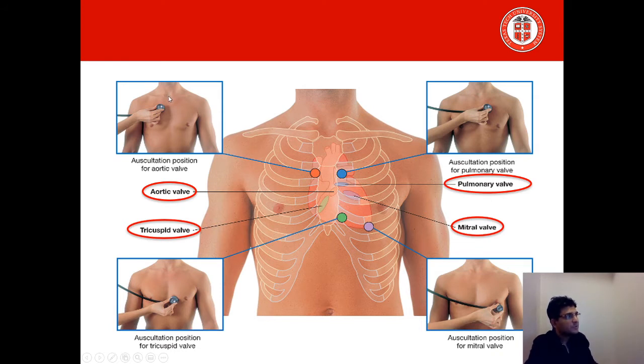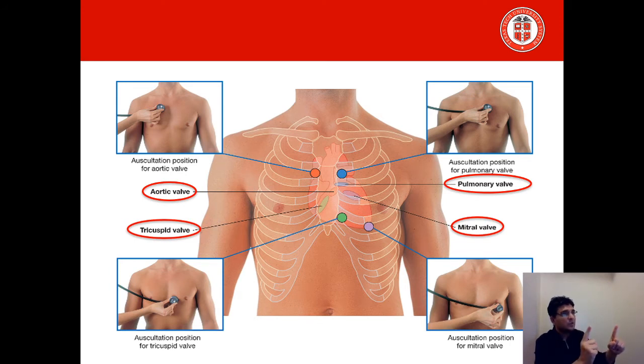This is the manubrium sternum. Go down, this is the protuberance where the second rib attaches, and below this is the second intercostal space. Now, why am I talking about these milestones? Because you are going to auscultate these heart sounds depending upon these milestones.